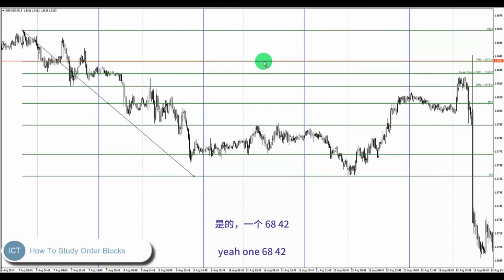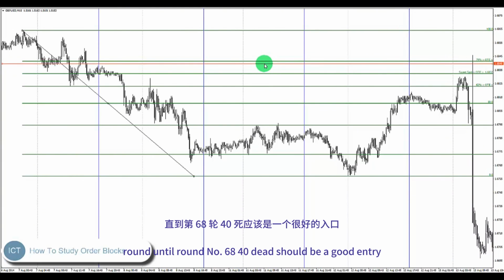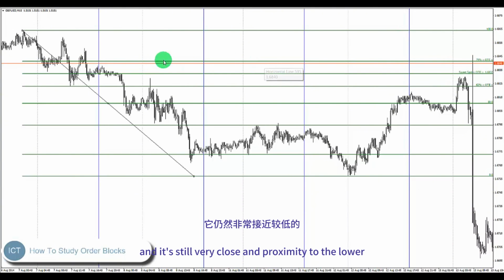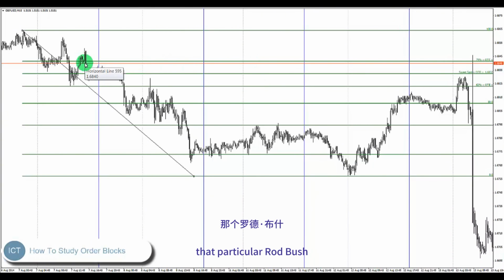Yeah, 168.42. Round it to a round number, 168.40. That should be a good entry, and it's still very close in proximity to the low of that particular bullish candle, which is a bearish order block.